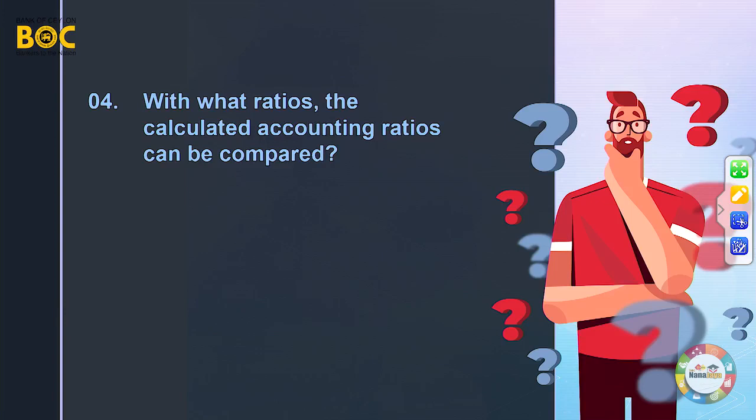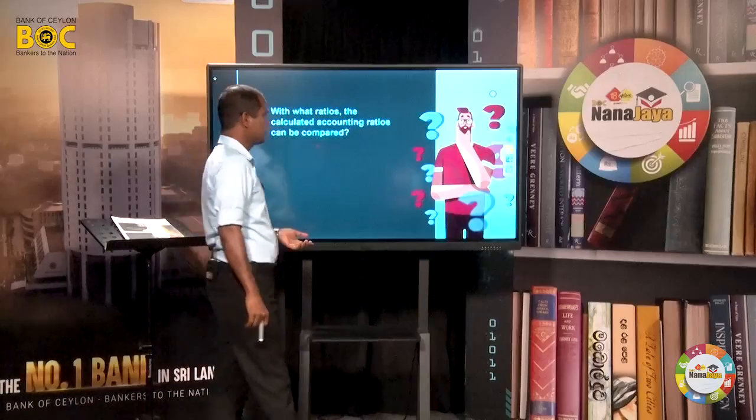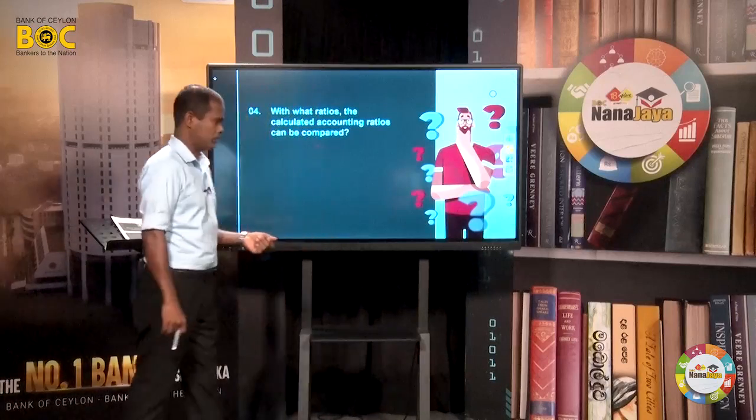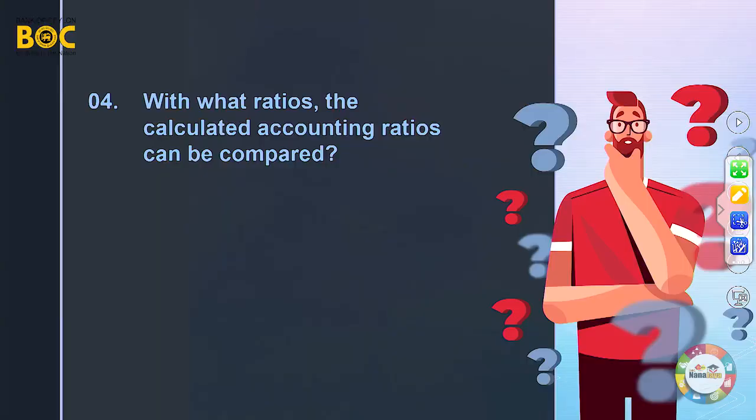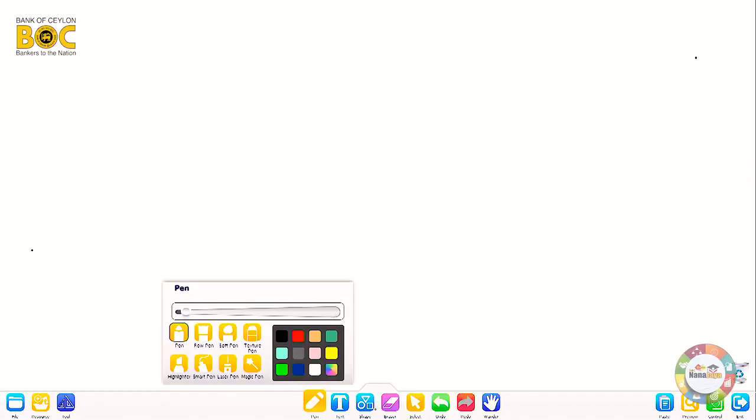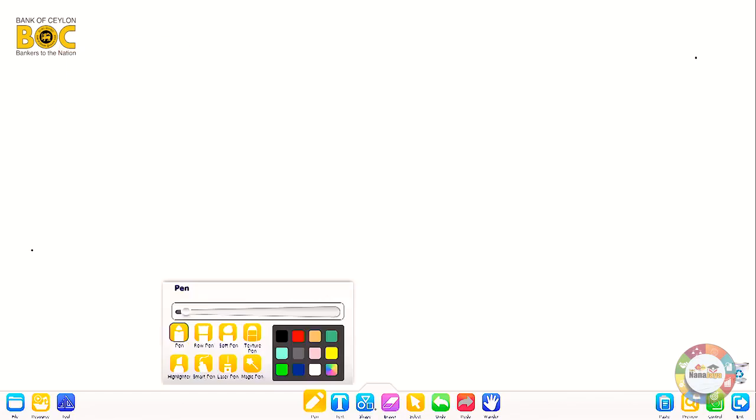So question number 4. With what should the calculated accounting ratios be compared? You say the gross profit ratio is, say, 20%. The company has earned a gross profit of 20%.